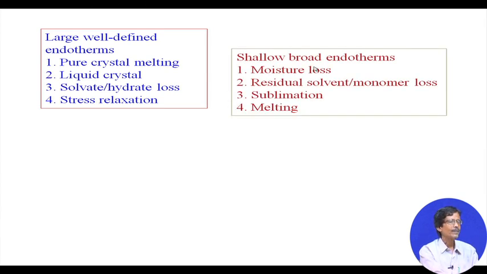The opposite one is shallow and broad. It was large and well defined, but a shallow and broad endotherm is due to moisture loss, which is variable also, because it is not a fixed amount of moisture we are looking for in the loss. Then residual solvent, or sometimes a monomer, is also lost from the polymeric material. Then the sublimation process and the melting process are accompanied by the corresponding shallow broad endotherms in the DSC plot.